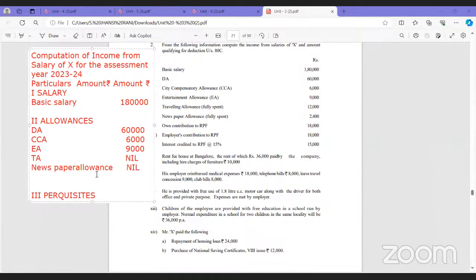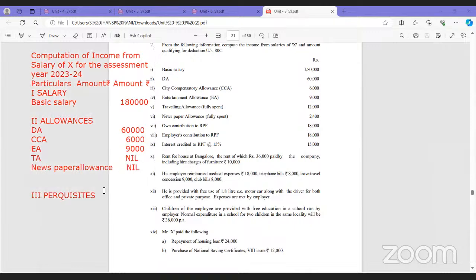Next, own contribution to RPF. Own means I am an employee. I am saving for my provident fund. So that is my saving. It will not come under salary. Okay.